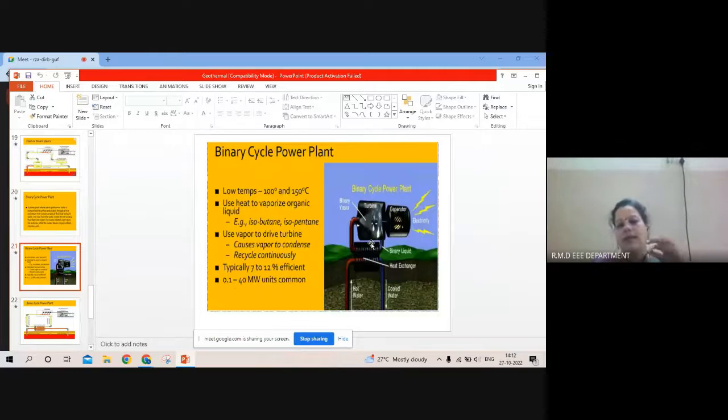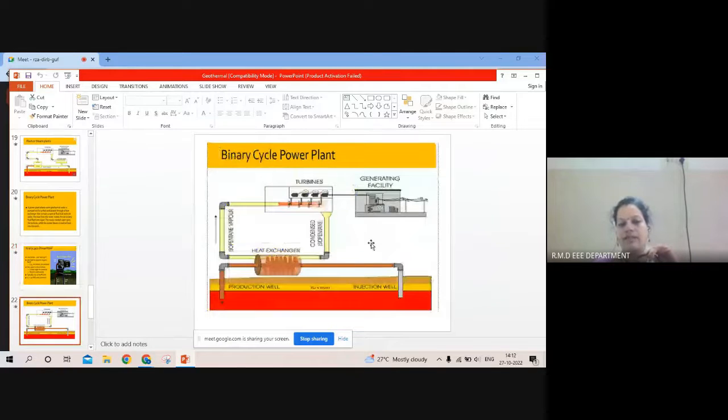Here the operating temperature is between 100 degrees Celsius and 150 degrees Celsius, and it uses the heat to vaporize an organic liquid. Examples are isobutane, pentane, etc. The efficiency is about 7 to 12 percent.